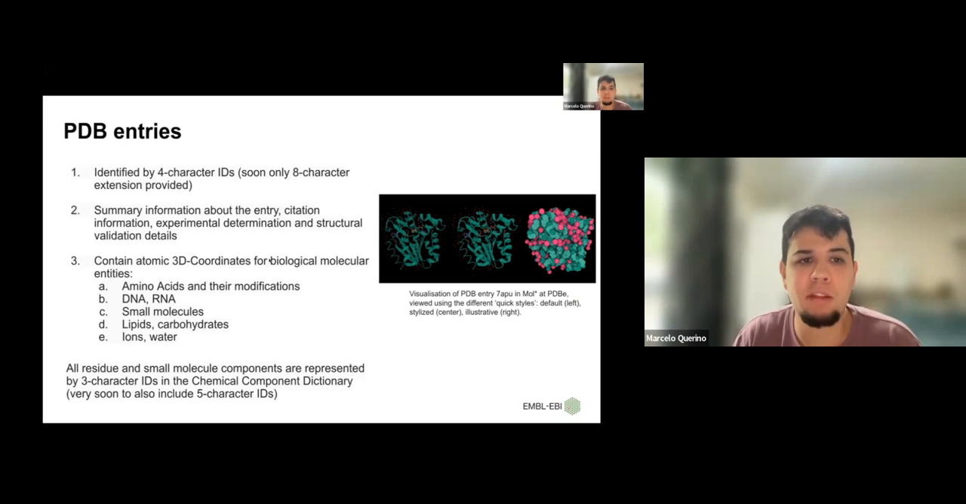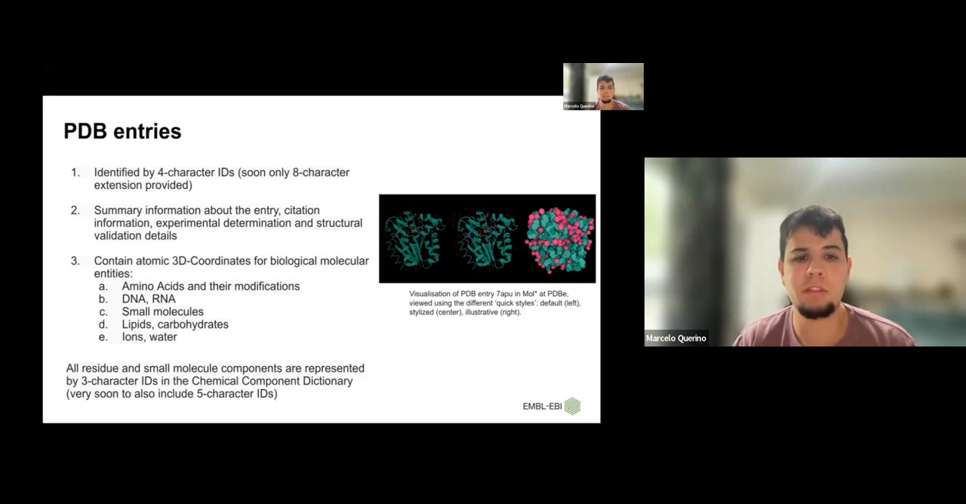When we talk about PDBe entries, this might be something new for some of you. These entries are usually identified by 4-character IDs. We also provide 8-character extended IDs that soon will be the only ones that we'll provide, since we are reaching the limit of entries that can be identified by only 4 characters. Inside the PDBe entry, we also have summary information about the entry and its molecular composition. We also have citation information and details about the experimental determination and the structural validation for this entry.